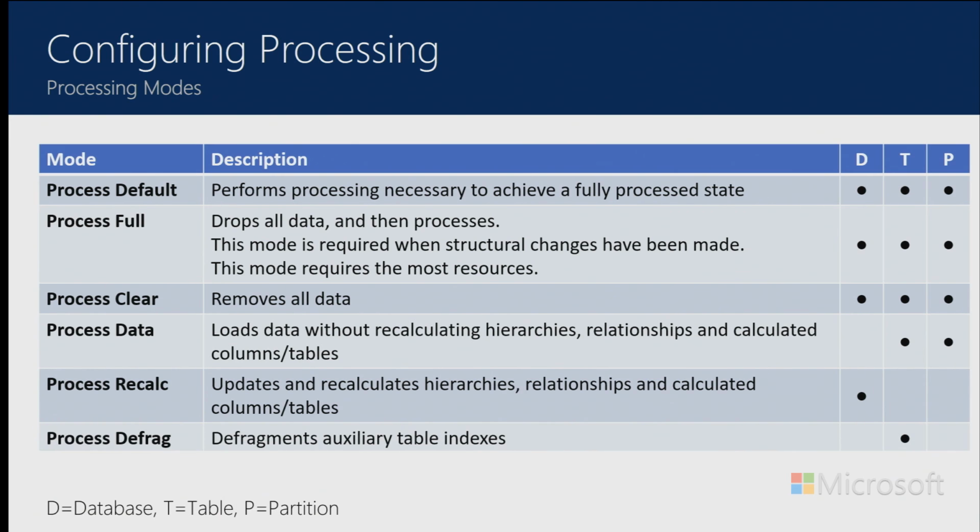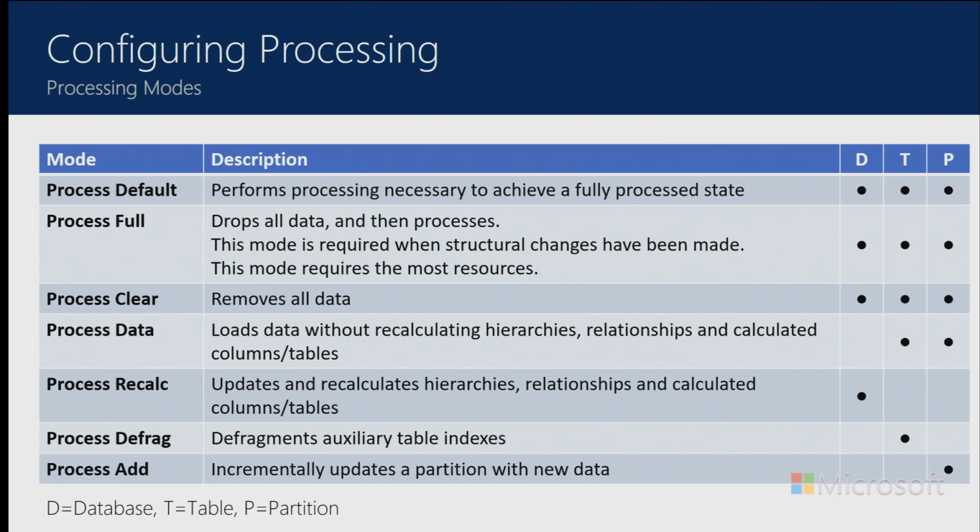Next, we have the process defrag, and this defrags an auxiliary table's indexes and helps clean things up. This applies only for table objects. And then lastly, we have the process add. Applying only to partitions, it incrementally updates a partition with new data that you then provide by a where clause.